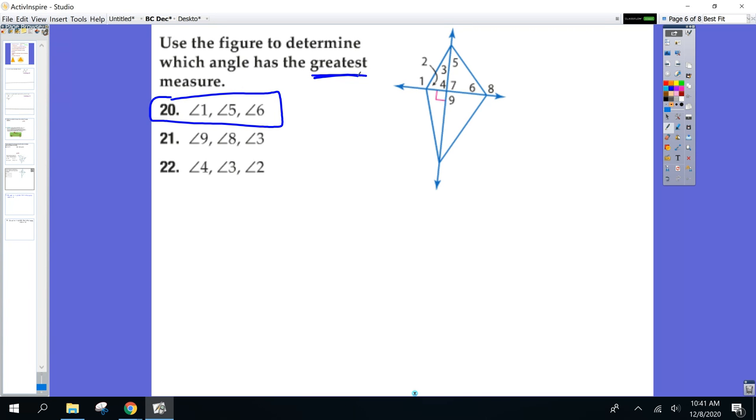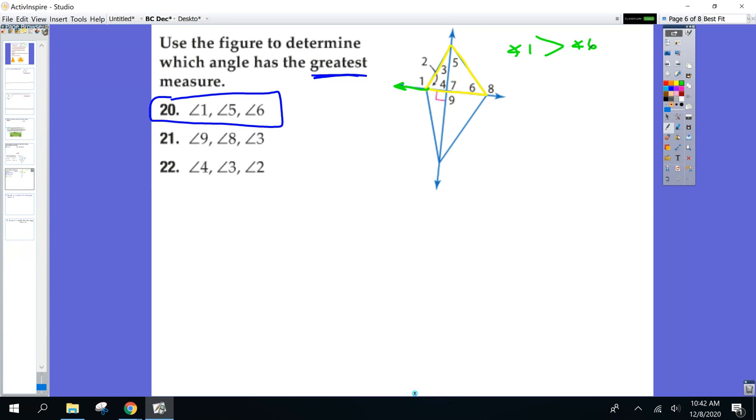If you take a look at angles 1, 5, and 6, they're part of this triangle right here, where angle 1 is an exterior angle. So without a doubt, based on that theorem, I already know angle 1 is bigger than angle 6.